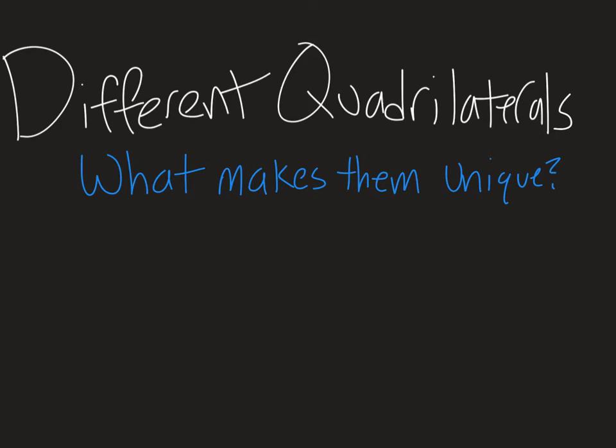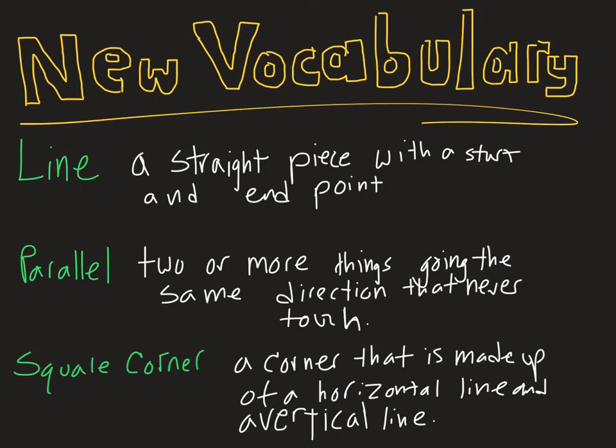Today we're talking about different quadrilaterals and what makes them unique. But before we talk about our quadrilaterals, we need to talk about new vocabulary words. Three words we're introducing today are line, parallel, and square corner.